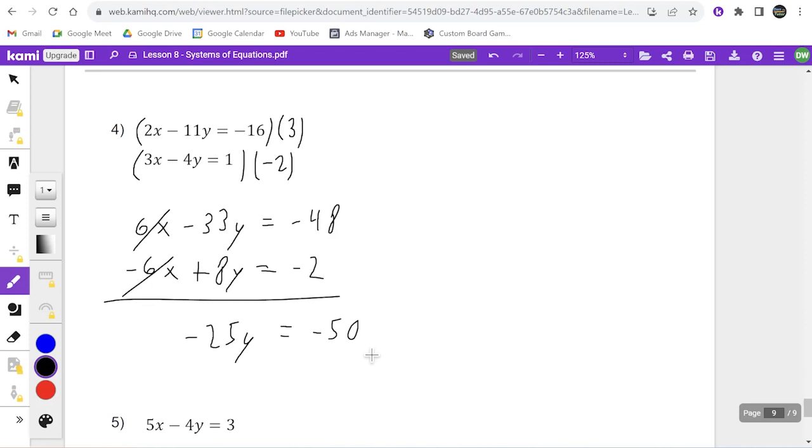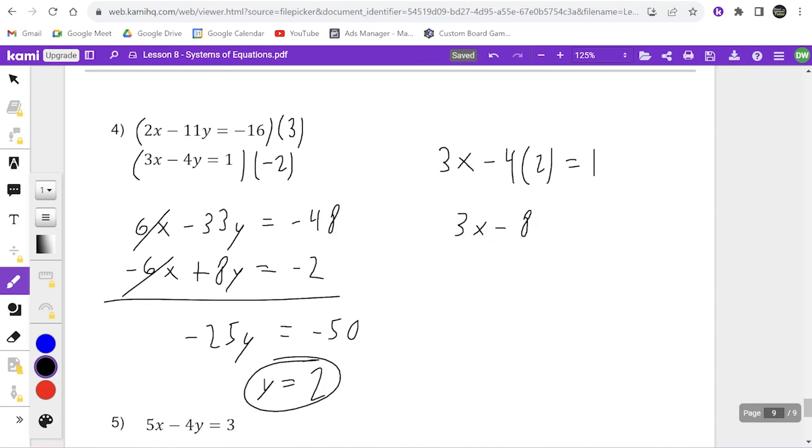And then I just divide both sides by negative 25. So y is going to equal positive 2. And then if I want to solve for x, it's going to be 3x minus 4 times 2 equals 1. I chose the bottom equation, but remember I can choose the top as well if I wanted to. And so that's 3x minus 8 equals 1. Add 8 to both sides. 3x equals 9. X equals 3. And there's our solution. Any questions on that one?